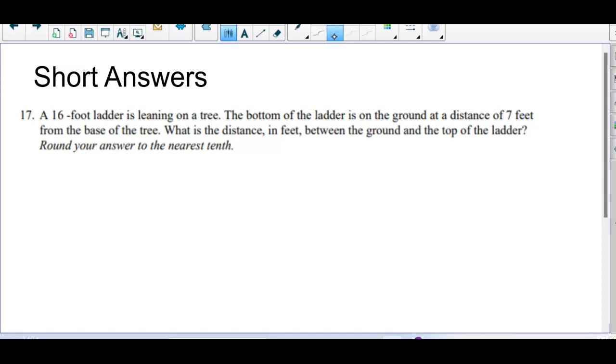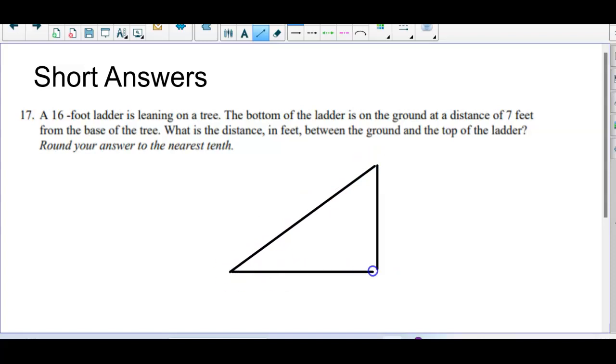And for this, I'm going to draw myself a picture. I'm trying to use my straight line tool. It says that I have a 16-foot ladder leaning against a tree. So what I just drew there will be my tree, and this will be my ladder. I'm going to make it into a right triangle, because I'm pretty sure it's going to be a Pythagorean theorem problem. Put my little right angle there, right triangle.